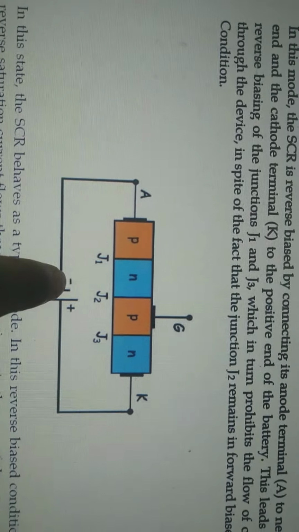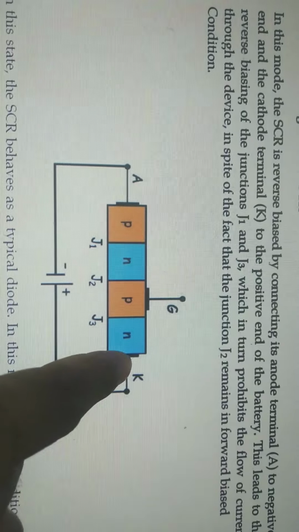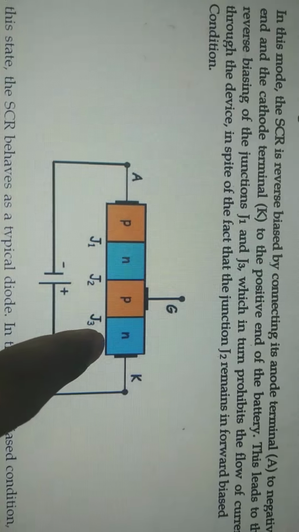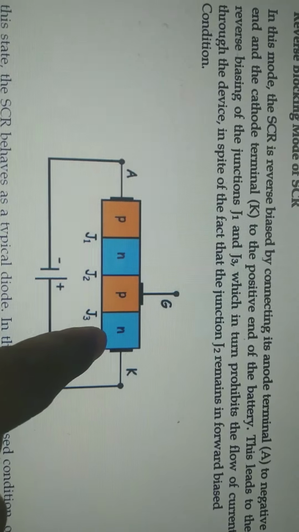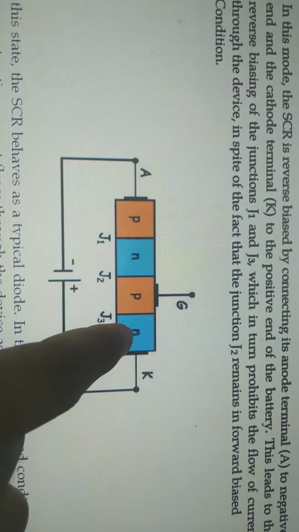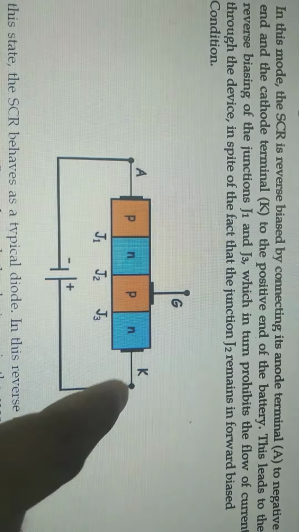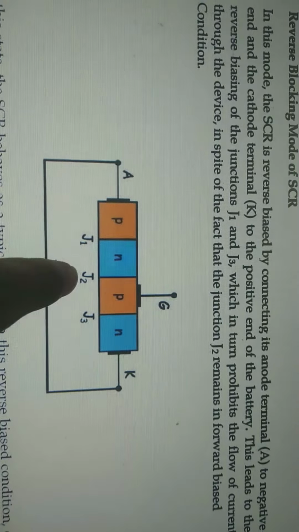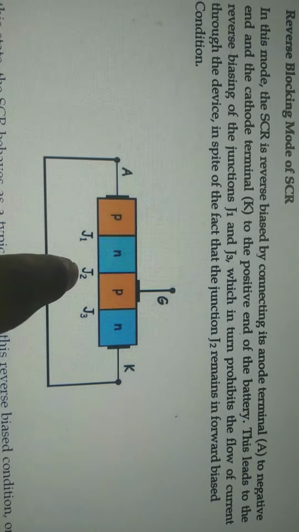And here also the same thing happening. Attraction force takes place between the positive terminal, positive charge, and electrons having the negative charge. Thereby electrons are trying to move out from this. Due to this, what happened? J1, J3 junctions are in reverse biased manner and J2 junction is in forward biased manner.